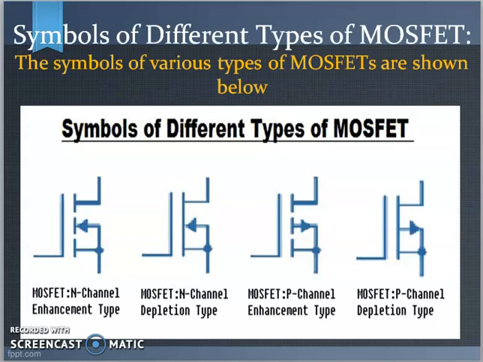Now, the symbols of different types of MOSFETs. Here you can see the symbols of different types of MOSFET. First one is the N-channel enhancement type symbol, N-channel depletion type symbol, P-channel enhancement type symbol, P-channel depletion type symbol.